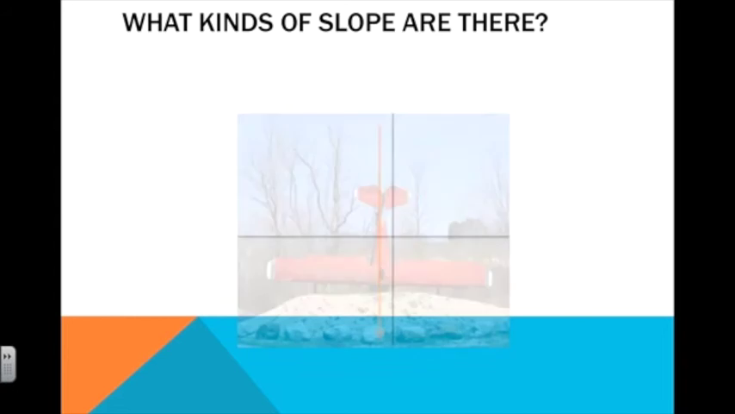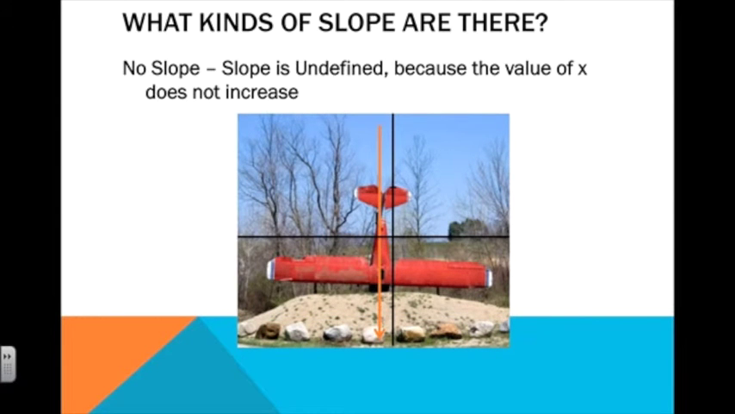Our final kind of slope is something that you never want to do with an airplane, and that is when we have a vertical line. You have a vertical line, we have what's called no slope. As you can see, this plane is not going to be flying anywhere anytime soon. So we have no flights scheduled. Slope is undefined because the value of x does not increase. It ruins the whole definition of what slope is. Slope is the change in y as x increases, but here x is not changing.